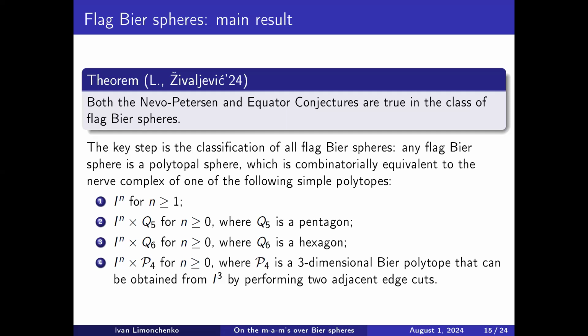So this is all, and then we directly checked that these conjectures, and actually the four conjectures I mentioned, because the Nevo-Petersen and equator conjectures are the strongest ones and imply the other two, hold for flag Bier spheres. Here's the complete classification.